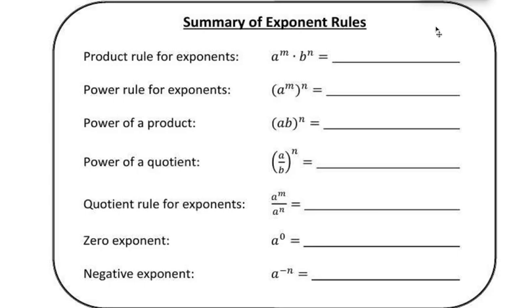Here's a summary of each of the exponent rules that we've discussed. The product rule, if we multiply same base, a to the m times a to the n, that is going to equal a to the m plus n. The power rule says if we have a to the m to the n power, we're going to multiply those exponents. And again, the exponents are separated by the parentheses. So a to the m times n.